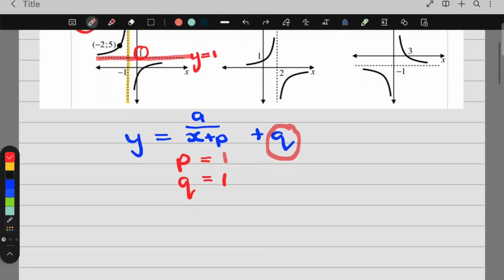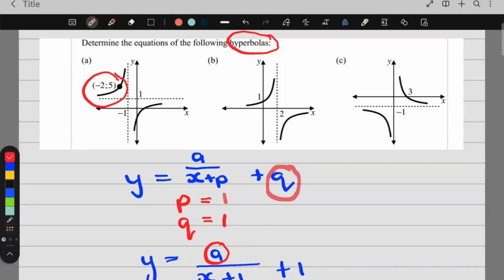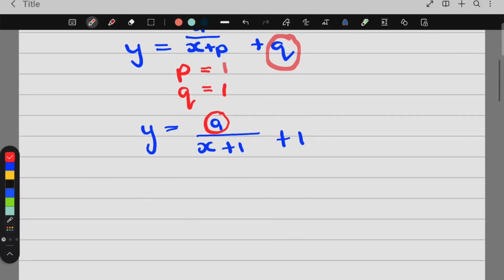Okay, now I put my P and my Q in. So I rewrite my equation down again. It's y is equal to A over x plus 1, because P is a positive 1 and Q is also a positive 1. Now our last step is to work out this A over here. To work out A, we sub in any point on the hyperbola. Our point on our graph is this point over there, negative 2 and 5. So now I'm going to substitute negative 2 and 5 into this.